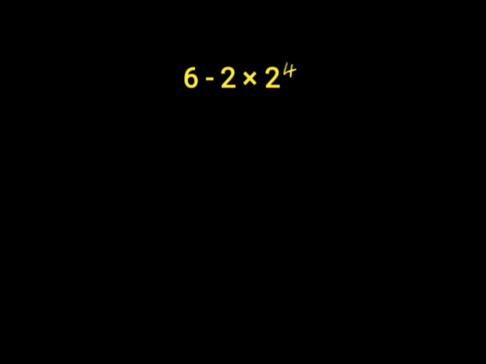6 minus 2 times 2 raised to the power of 4. 6 minus 2 will give us 4. Then we have 4 times 2 raised to the power of 4. 2 raised to the power of 4 is 2 times 2 into 4 places, which is 16. Then we have 4 times 16. 4 times 16 will give us 64.